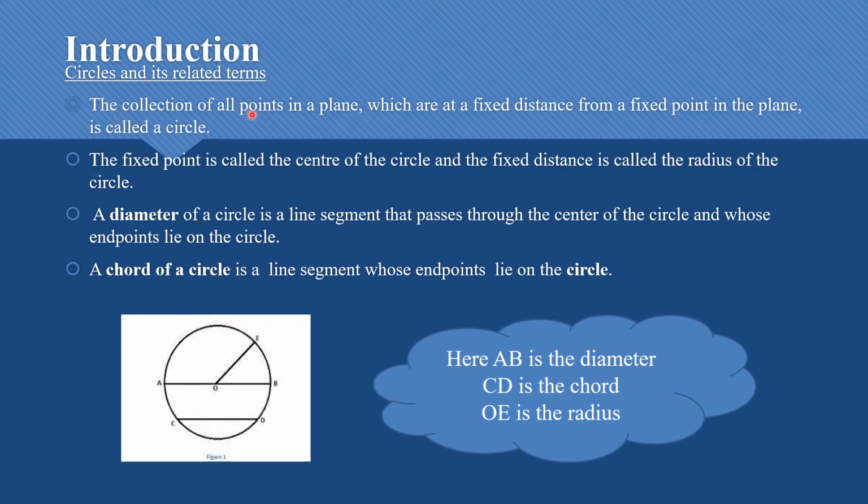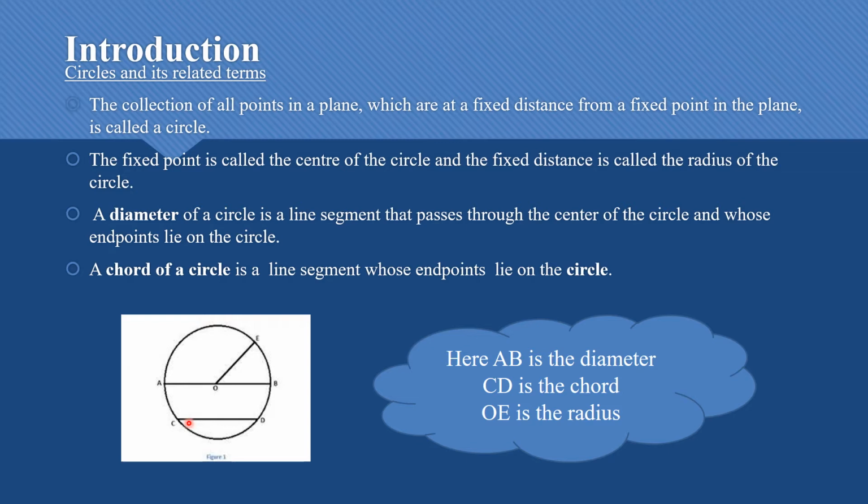The collection of all points in a plane which are at a fixed distance from a fixed point in the plane is called a circle. The fixed point is called the center of the circle and the fixed distance is called the radius of the circle. The diameter of a circle is a line segment that passes through the center of the circle and whose endpoints lie on the circle. A chord of a circle is a line segment whose endpoints lie on the circle.